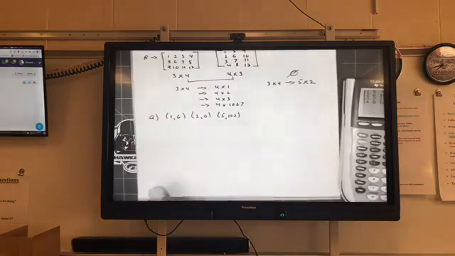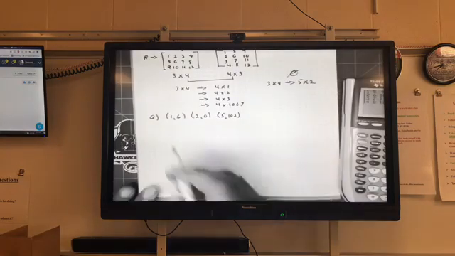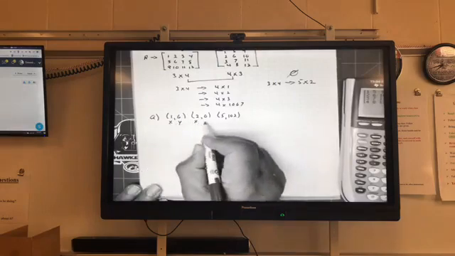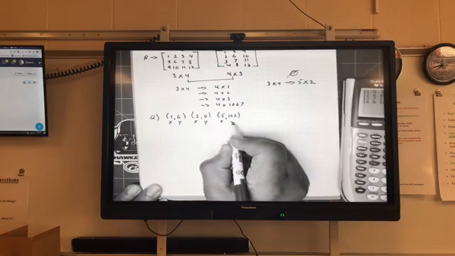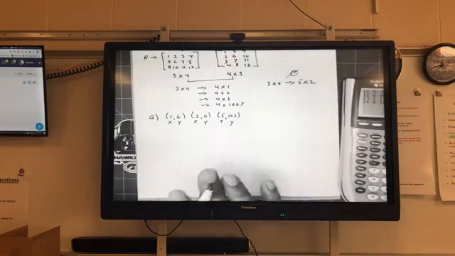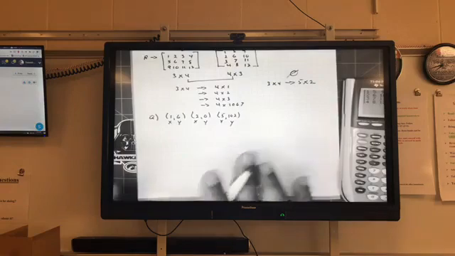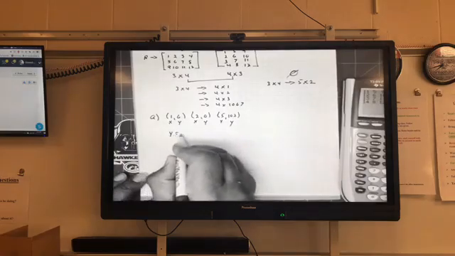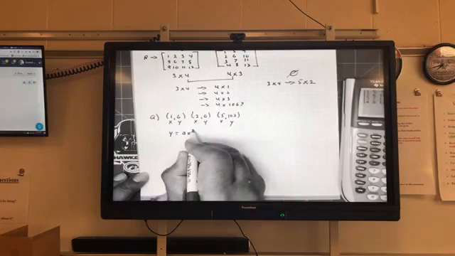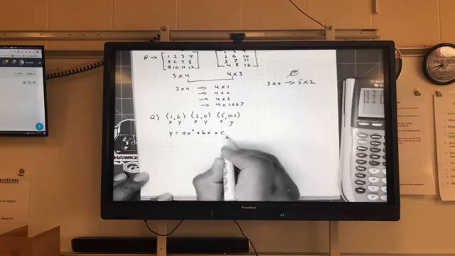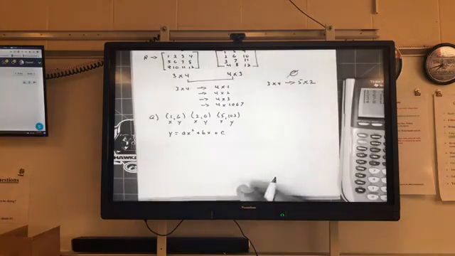Now these are called ordered pairs for a reason. They're called pairs because there's two of them, and the order matters. X always comes first, and then Y. Now we're going to take these three ordered pairs and find the quadratic equation that fits them. Now remember what the quadratic looks like: y equals some number a times x squared plus some number b times x plus a constant. Now that constant could turn out to be 0, but 0 is a good number.